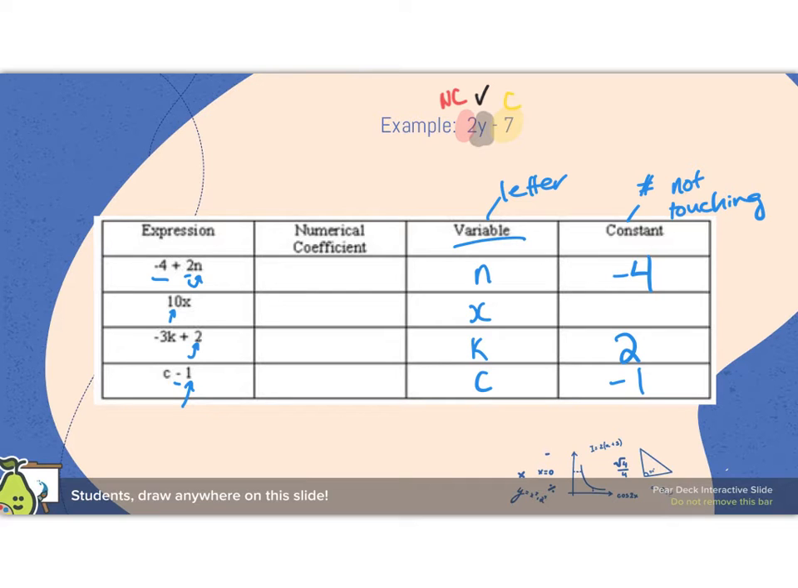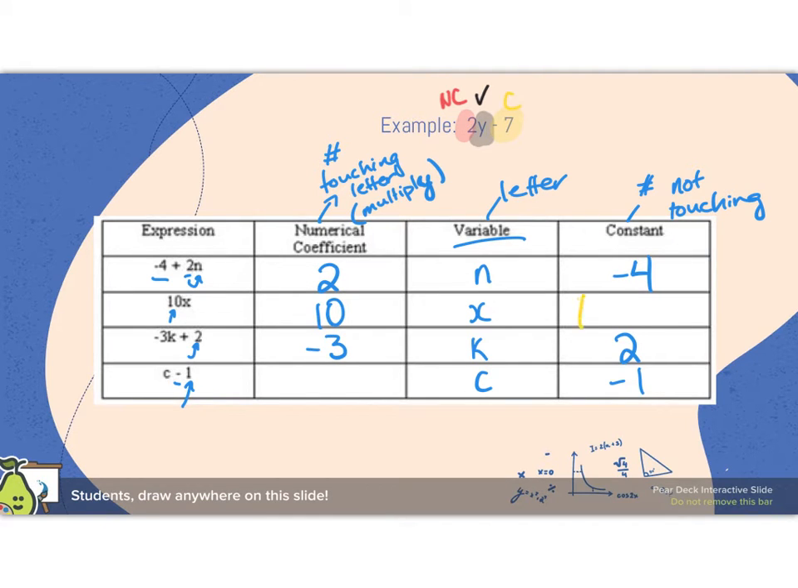Numerical coefficient. Once again, this is the one that is touching. It's any number that's touching a letter, and that actually means multiplication. So if we see this 2n, it means 2 times our n. So this is a 2, this is a 10, a -3, and then blank.